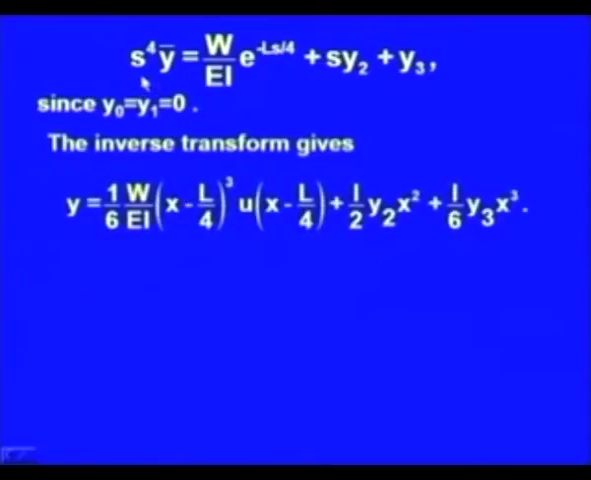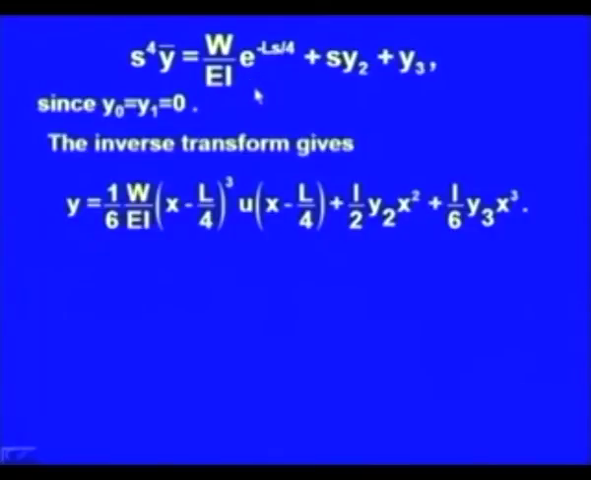Now, let us take the inverse Laplace transform of this equation. So, we will divide this equation by s to the power 4 and then take the inverse Laplace transform. Y bar is equal to W over EI e to the power minus Ls by 4 over s to the power 4. Then the second term will become y2 over s cube, and the third term will become y3 over s to the power 4. So, the inverse Laplace transform of y bar is, W over EI being a constant, we will write it like that, and then the inverse Laplace transform of e power minus Ls by 4 over s to the power 4.